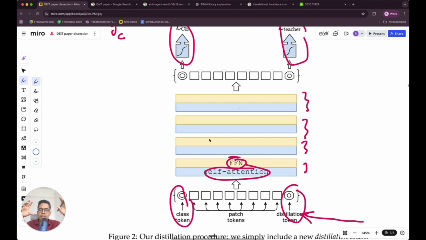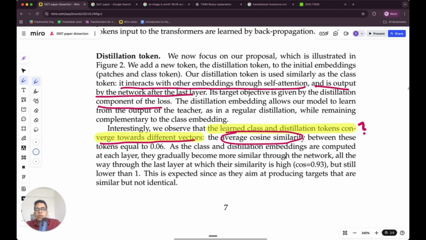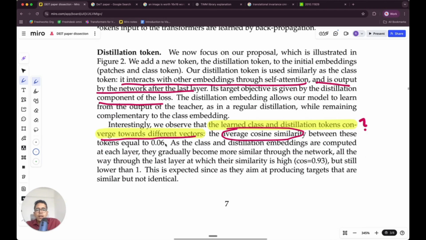Teacher knows some things, but teacher will have its own mistakes, right? So whatever the teacher has learned is not exactly the same as ground truth. Because of that, the distillation token and class token will not look exactly the same even after training. The cosine similarity between them will not be exactly equal to 1. So that is what is written in the paragraph. The average cosine similarity between these tokens equals 0.06.